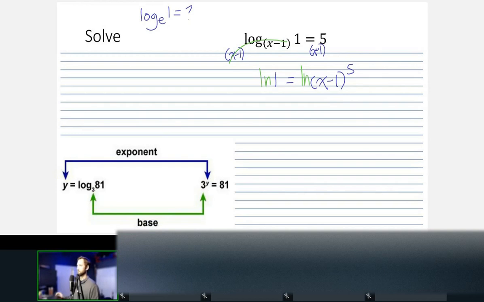So I'm basically just breaking it down. The log base e of 1 is equal to 0. Just breaking it down. So natural log of 1 is equal to, well, 0.